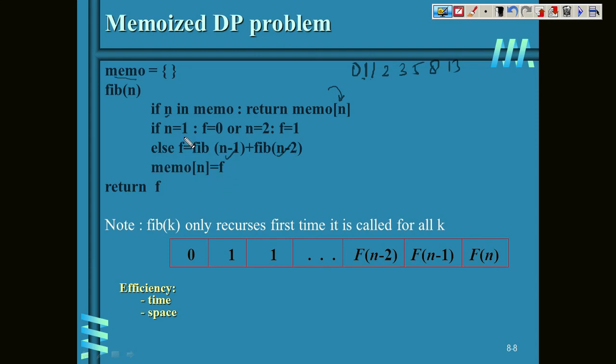And after finding the answer, you have to store this answer in the memo. Now we do this when the nth is not already stored. If it is already stored, then you return from here. If it is not available, then you have to solve it, store it into the table, and then return f.